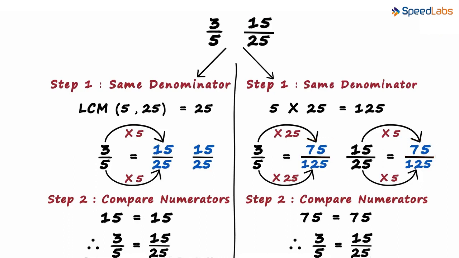The only difference is that in this case, we take the product of the denominators as a common denominator. And in the other case, we take the common denominator as the LCM of the two denominators. Both methods are correct. And this method was shown just to explain why we multiply this with this and then compare.